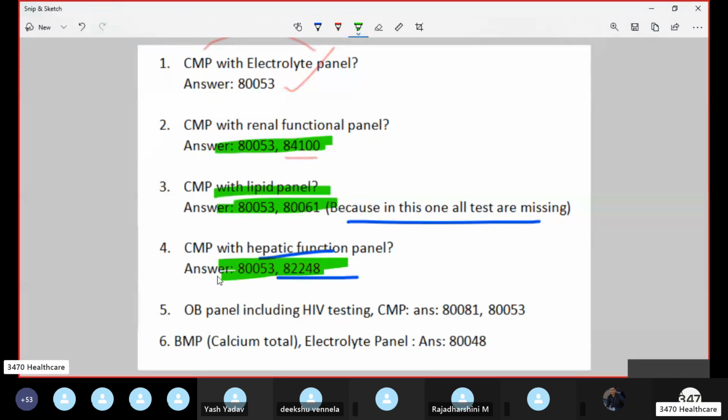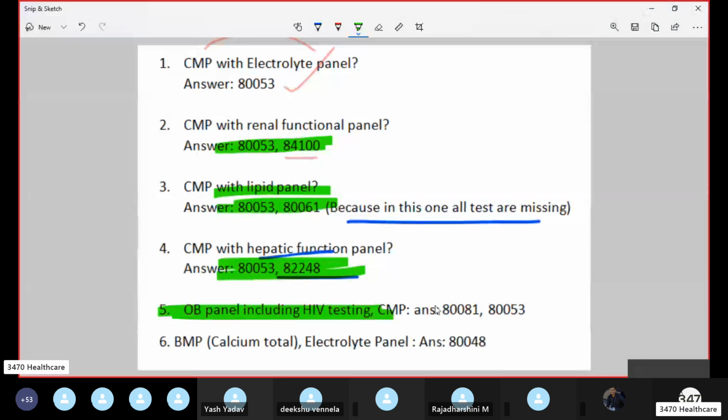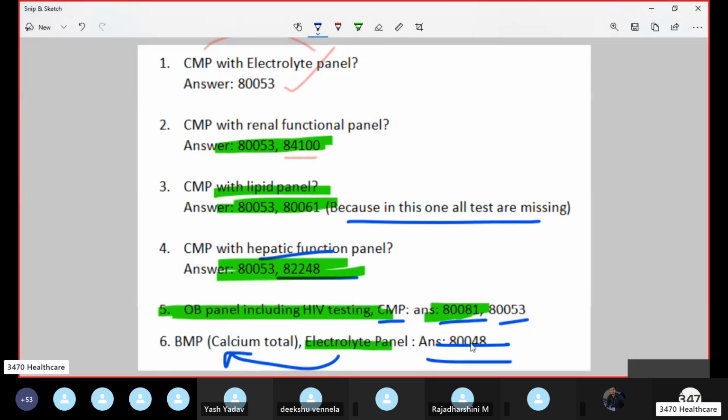So 80053 and 82248. Then OB panel including HIV testing. The OB panel including HIV testing code is 80081 and the CMP code is 80053, so both panels have to be coded separately. Then the last one, electrolyte panel. The electrolyte panel is fully included in the CMP, with calcium total, so 80048 alone. Everyone clear, right?